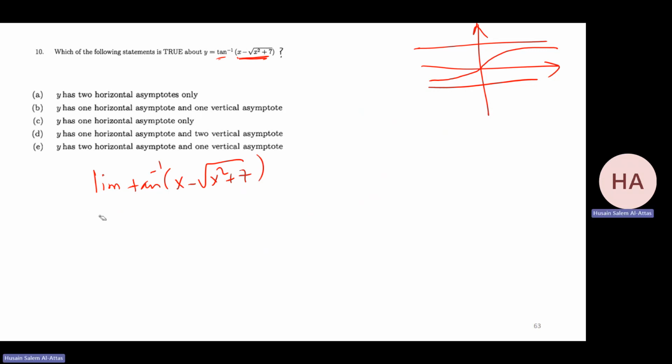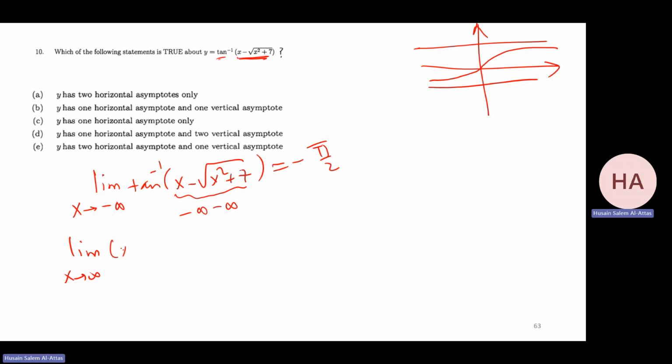With minus infinity, it will be easier. As x goes to minus infinity, it will be easier. Why? Because this will be minus infinity minus infinity. The square root of x squared will be infinity, so it will be minus infinity, which is tan inverse of minus infinity. I know it's minus pi over 2. This is easy.